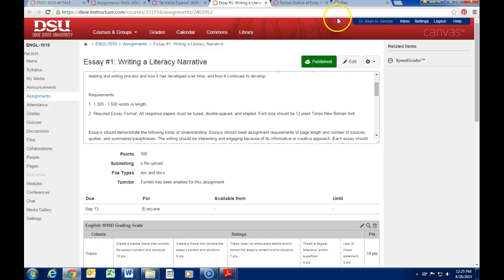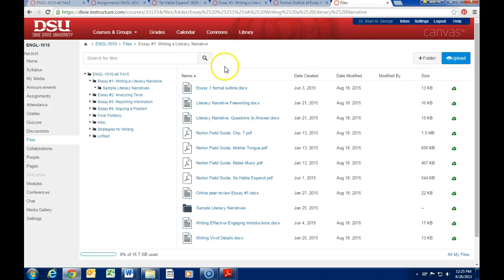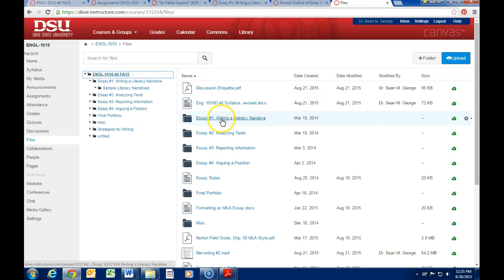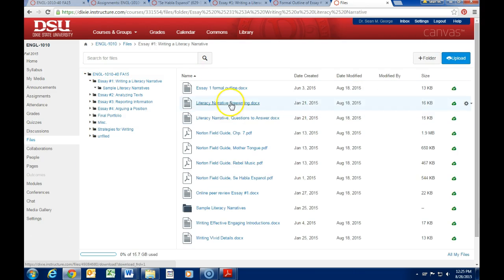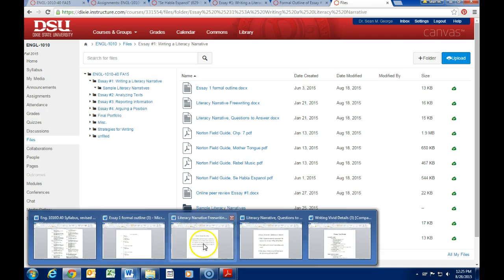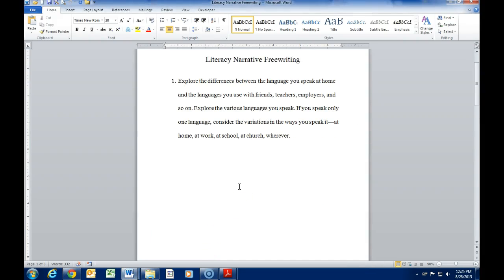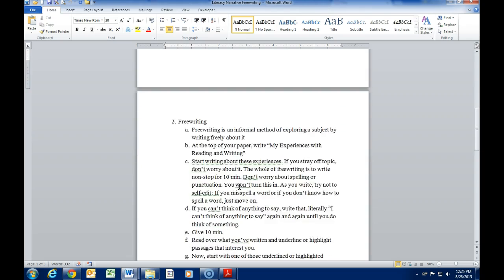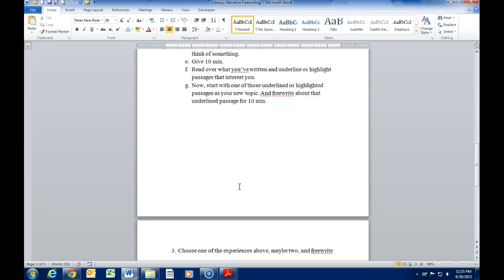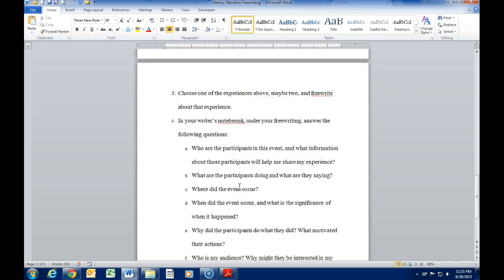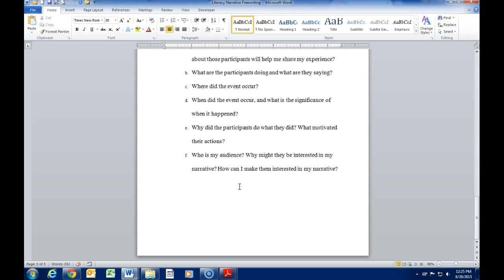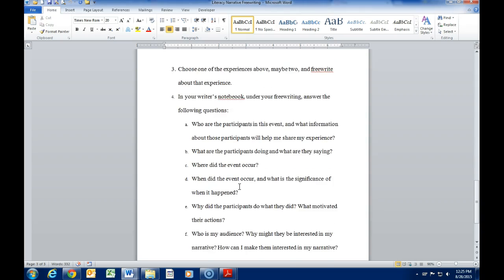On Canvas, in the files, if you click on the essay number 1 folder, there are a variety of resources you can use to help you develop your literacy narrative. The literacy narrative free writing, the literacy narrative questions to answer. If you open those documents, you can read through them. You can answer these questions. You can begin writing about it. These questions can help you draft your essay.